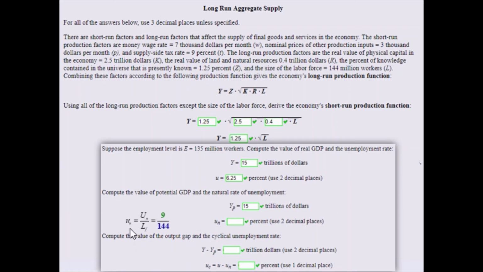To calculate the cyclical unemployment rate, we have to take the number of people who are structurally or frictionally unemployed, which is the level of natural unemployment, which is 9 by assumption. And we divide that by the size of labor force, and we get 6.25. Now the difference between real GDP and potential is 0. And the difference between unemployment and natural unemployment is 0 as well.